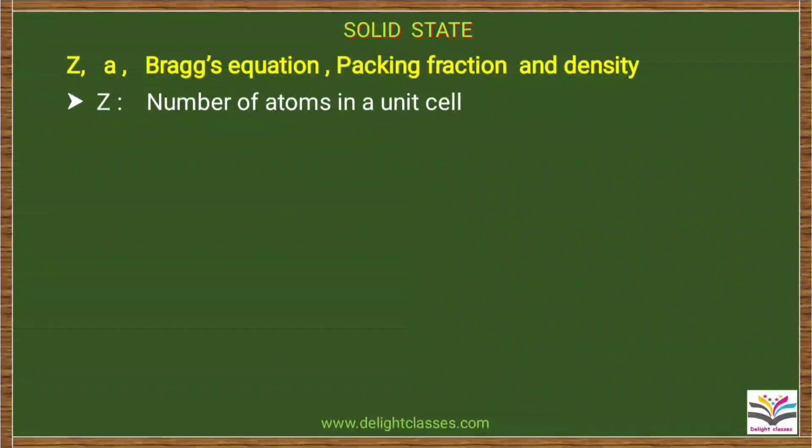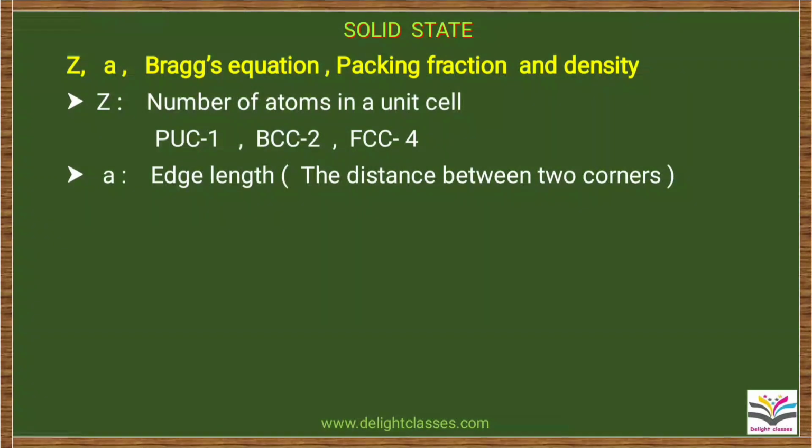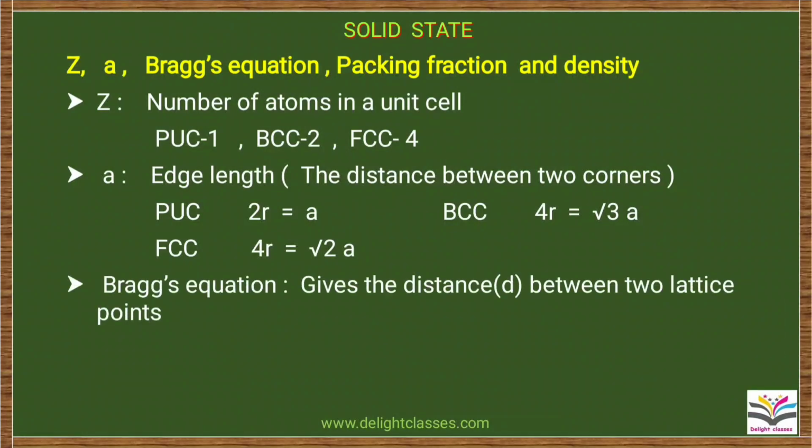Z: number of atoms in a unit cell. For the primitive unit cell, 1; body-centered cubic, 2; face-centered cubic, 4. a: edge length, the distance between two corners. For PUC, 2R = a; BCC, 4R = root 3 a; FCC, 4R = root 2 a.